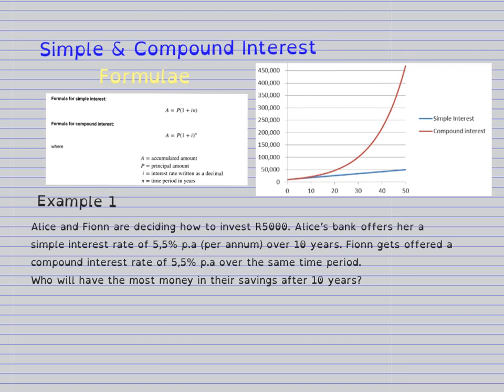So I chose this graph as well because we can see that maybe this is around 5,000 Rand, right? We can see over the first 10 years how the investments are looking very similar. But it's really after that that we see the projection is so much higher for Finn's investment versus Alice's investment. Okay, now let's see how I would figure out who has what after 10 years.